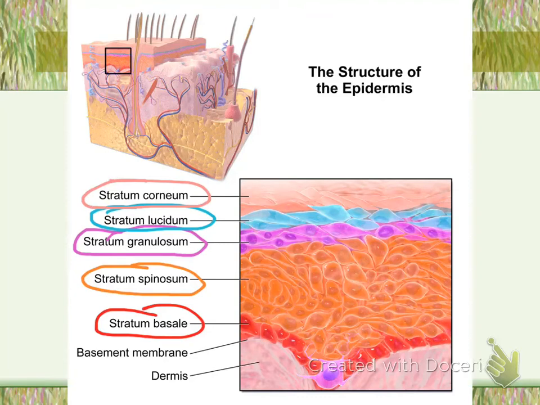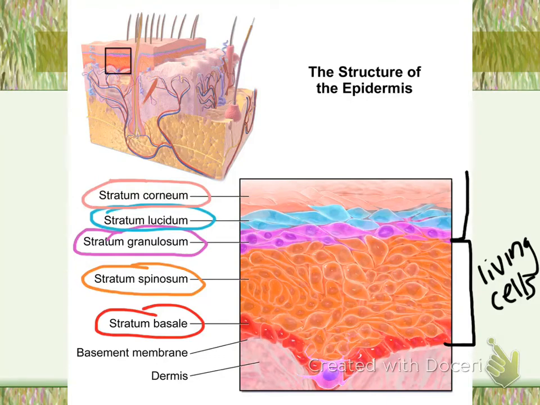Keep in mind that the epidermis is avascular, which means that it does not have any blood supply. Still, stratum basale and stratum spinosum are living cells, but from stratum granulosum all the way up to corneum, these are dead cells.